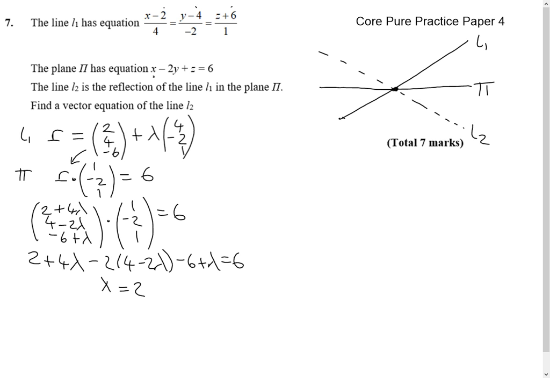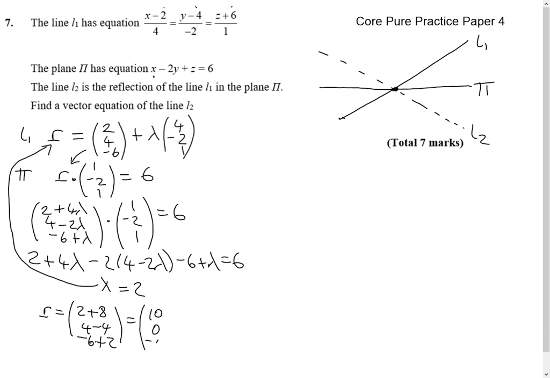So when lambda is 2, I can now substitute that into my line equation. So a point on line 2 is (10, 0, -4). Let's tidy that up a bit. So now we know a point.